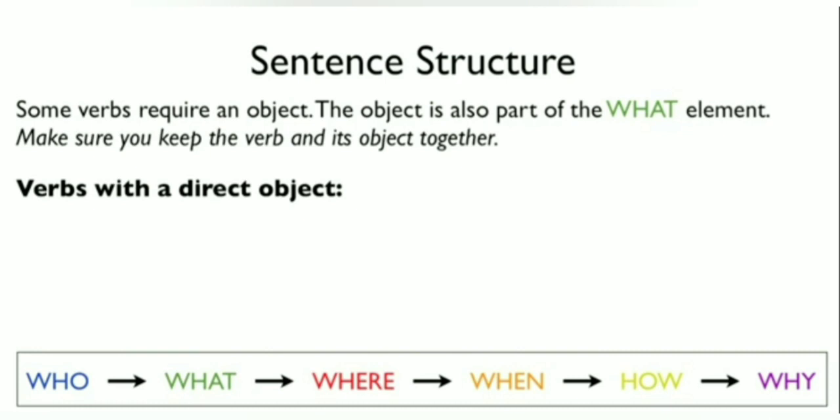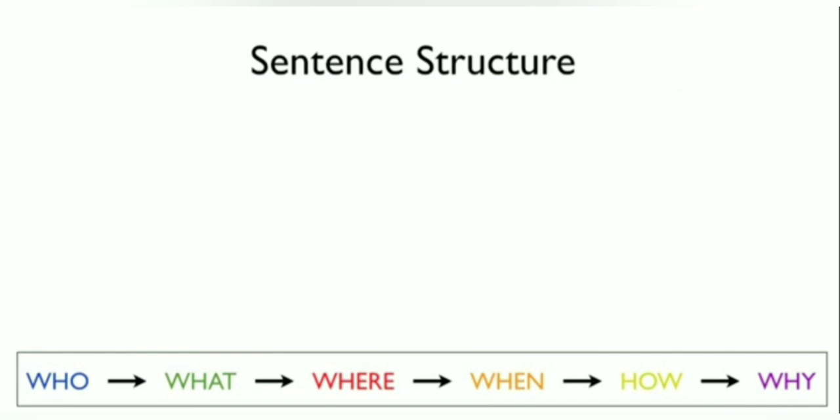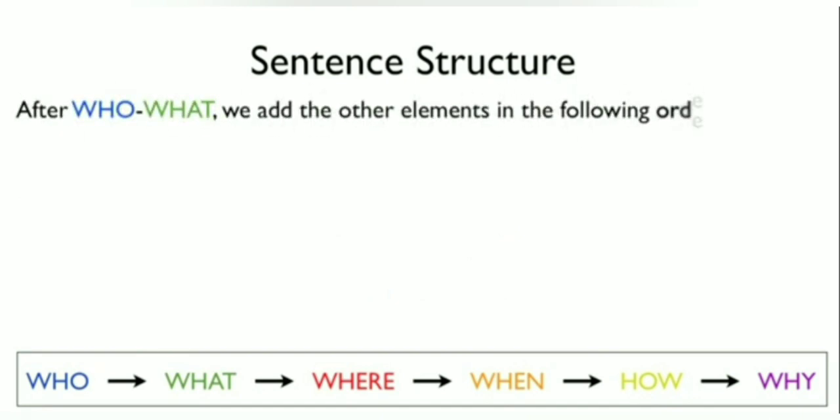Verbs with a direct object. John ate breakfast. The bus hit the tree. Some verbs require an object. Here, the object may be an indirect object. Verbs with an indirect object. John spoke to Julie. The bus collided with the tree. After who, what, we add other elements in the following order: where, when, how, and why.